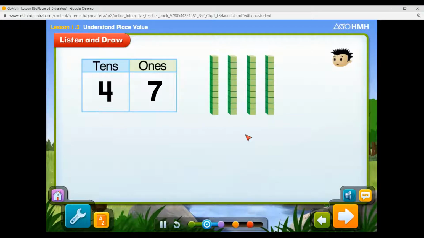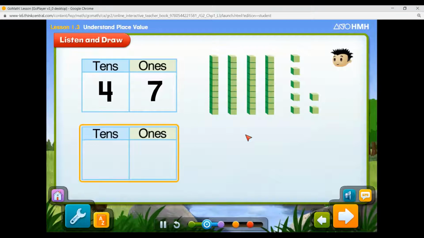How can you show 7 ones with base 10 blocks? You can use 7 ones blocks. So Gabriel could have 47 cards. Gabriel could have a different number of cards. Let's use another place value chart. Place the 7 in the tens place.